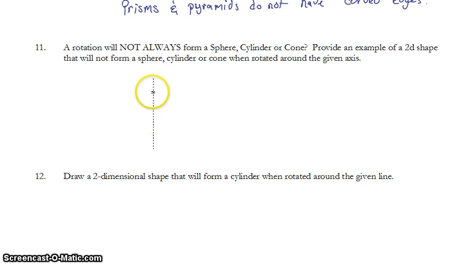So an example might be something like this. That's a segment that's not perpendicular. If I draw another segment that's not perpendicular, if that extended down, I have nothing that's perpendicular here. So my rotation, well, first, if I reflected it this way, the rotation would look like this. It's almost two cones on top of each other, but it's not a cone, and it's not a cylinder, and it's not a sphere.